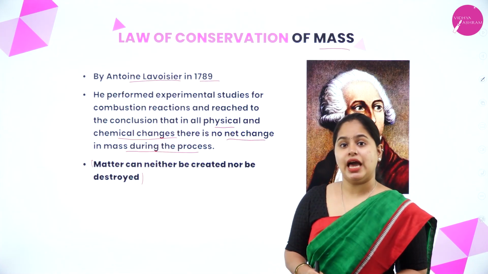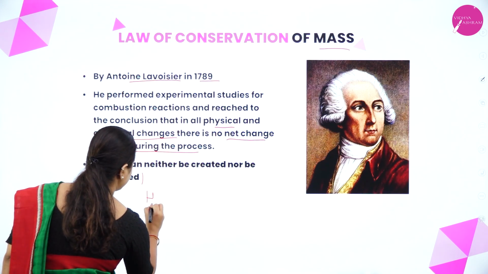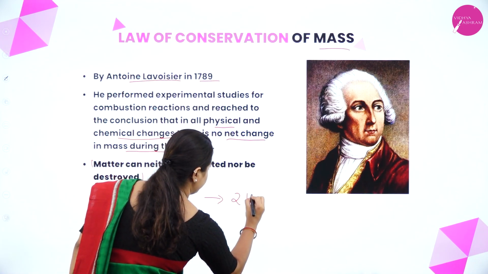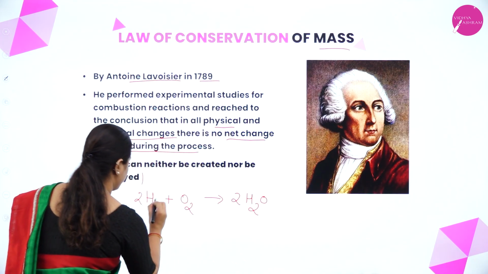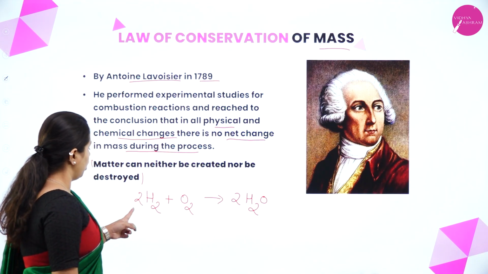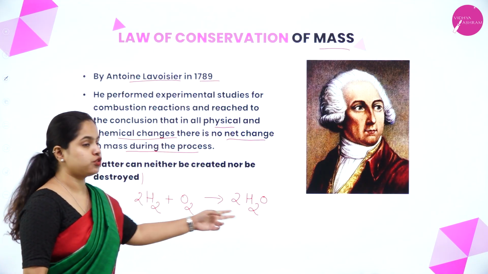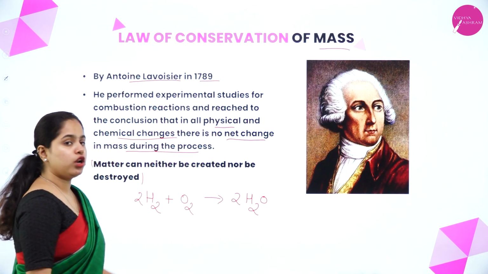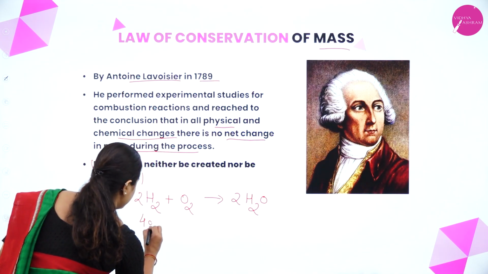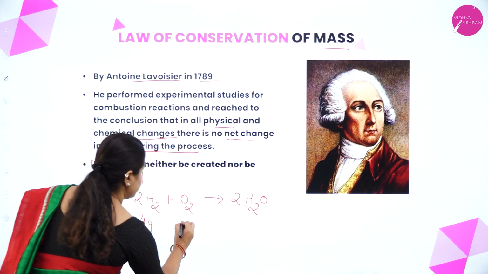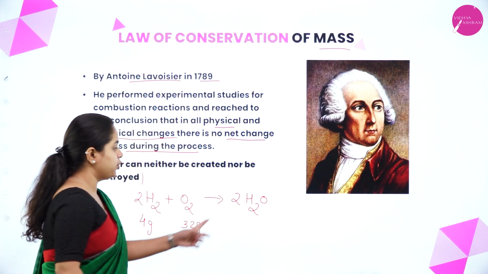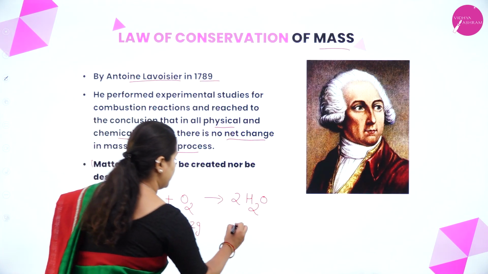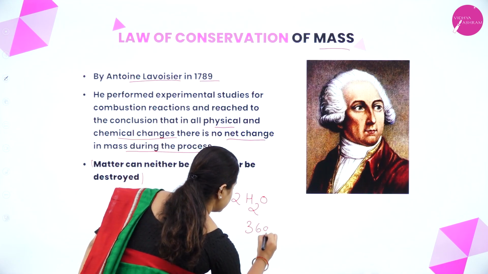So let us take an example. Hydrogen gas combines with oxygen and forms water. If I balance the equation, it will be like this, right? 2 molecules of hydrogen gas combine with oxygen to form 2 molecules of water. Now we are going on with the mass, right? So 2 molecules of hydrogen means it is 4 gram, and oxygen gas 32 gram. And you know that 1 molecule of water means it is 18 gram, into 2, that will be 36 grams, right?